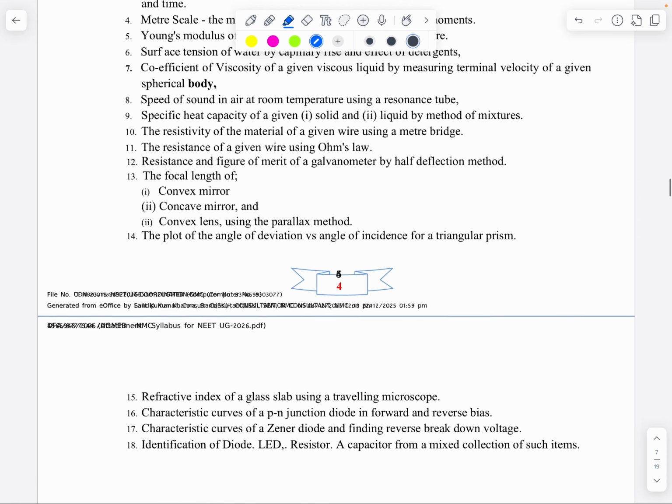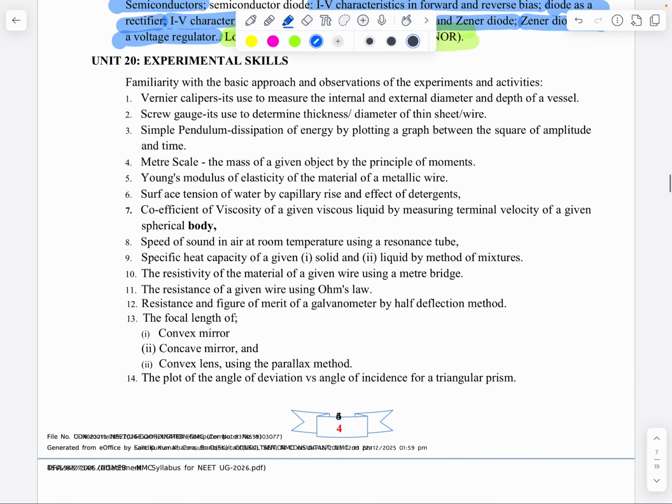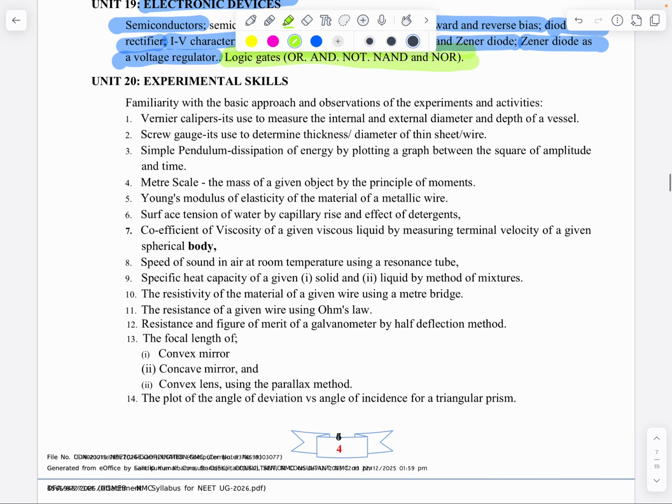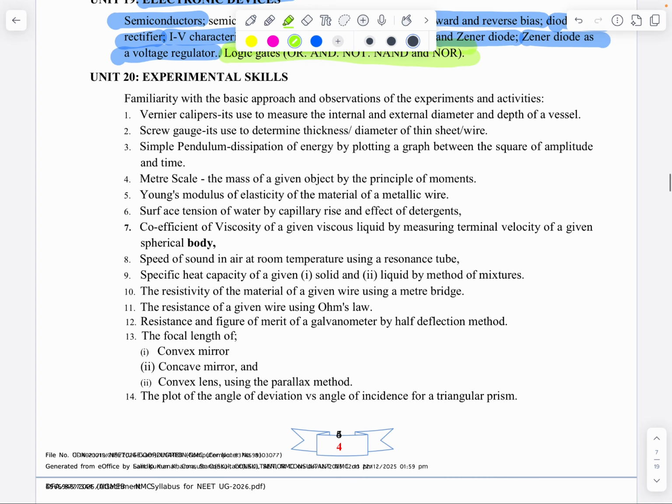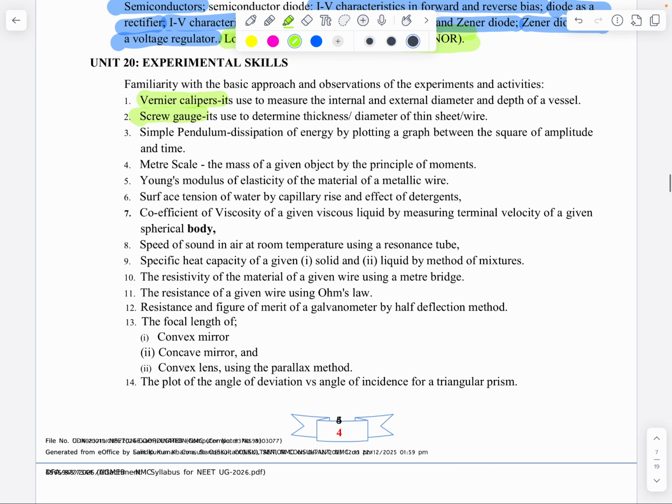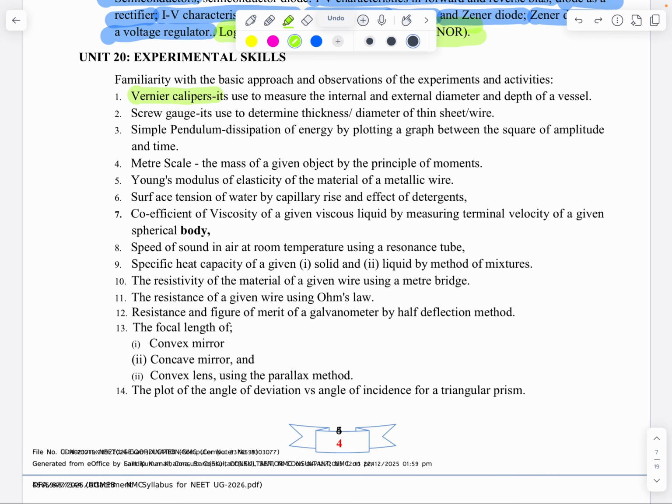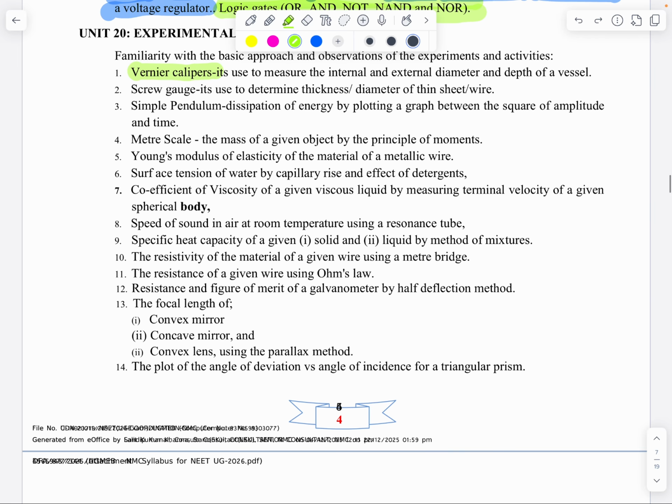The experimental skills. Let's discuss what the experimental skills required are. The first is vernier calipers, as we can study it in units and measurements, so not much. The second is screw gauge. It's also studied along with units and measurements. The next is simple pendulum, the dissipation of energy by plotting a graph between the square of amplitude and time.